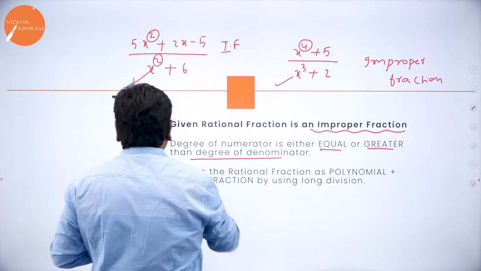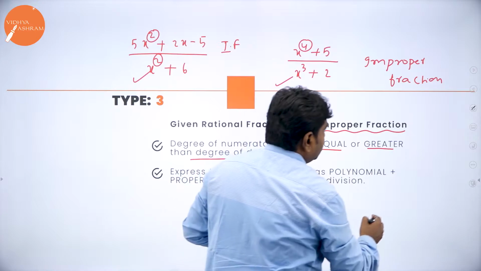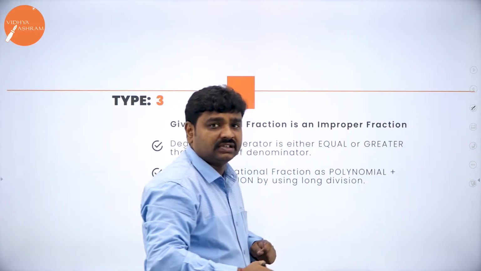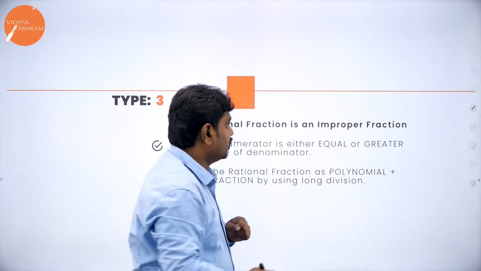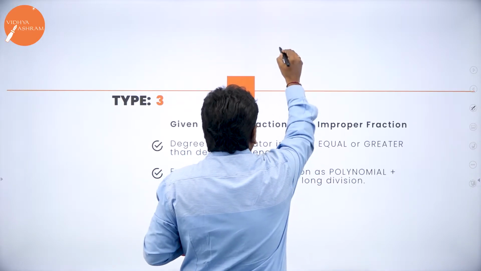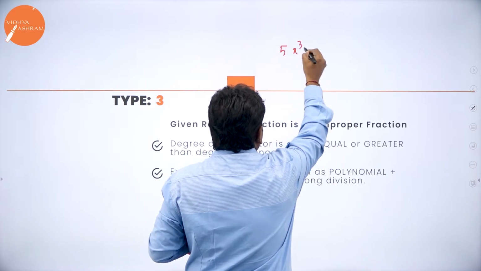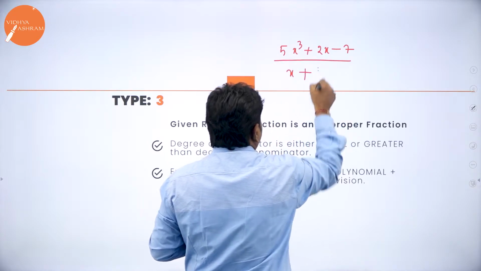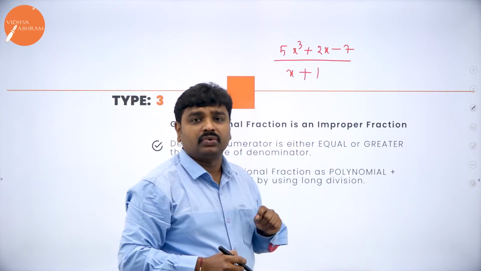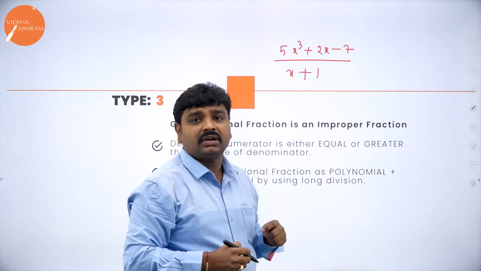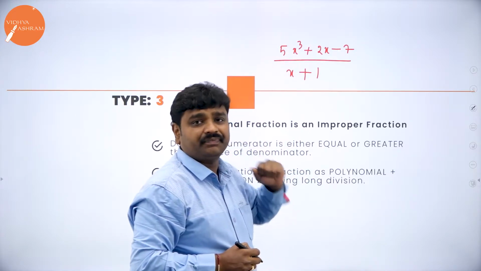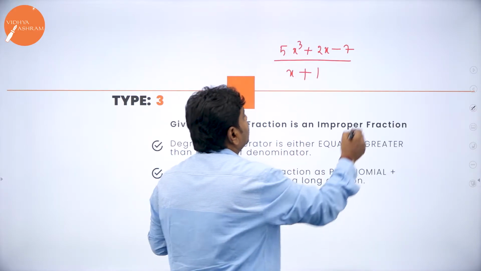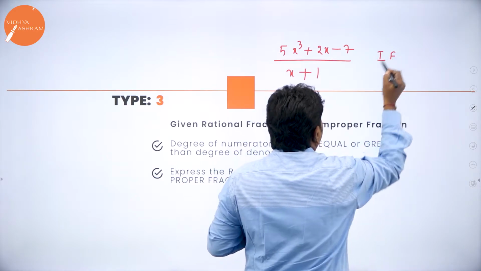Suppose I write 3 fractions and we'll decide whether each is proper or improper. The first polynomial, I'll write 5x cube plus 2x minus 7 divided by x plus 1. Now my question to you, what is the degree of numerator? Degree of numerator is 3. What is the degree of denominator? 1. So therefore numerator degree is more. This is an improper fraction.